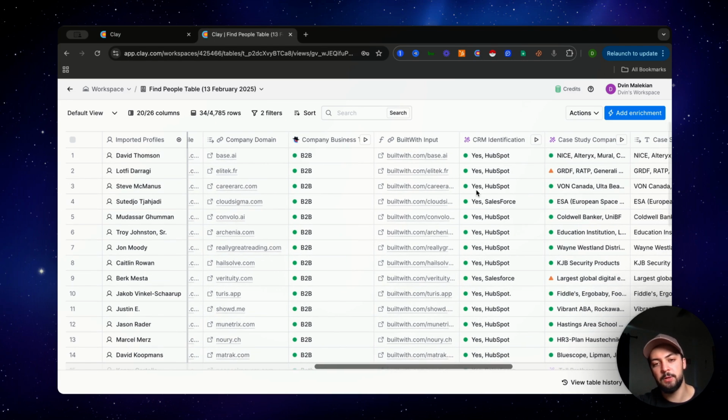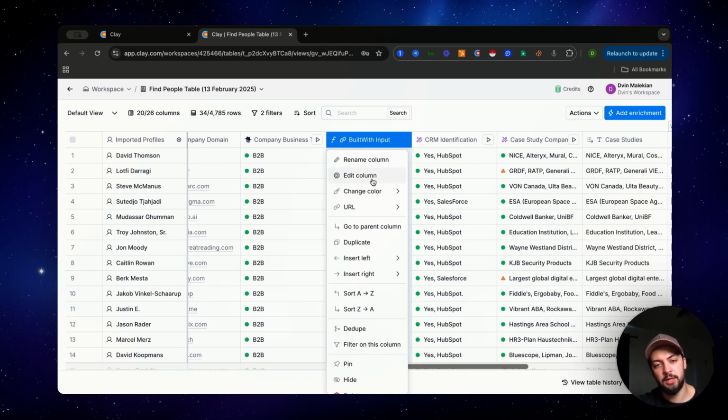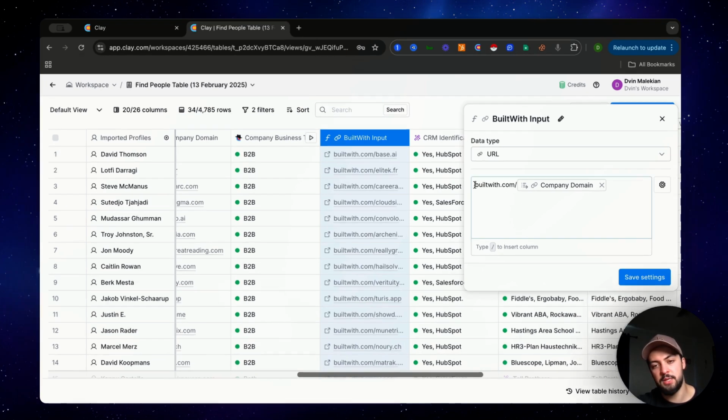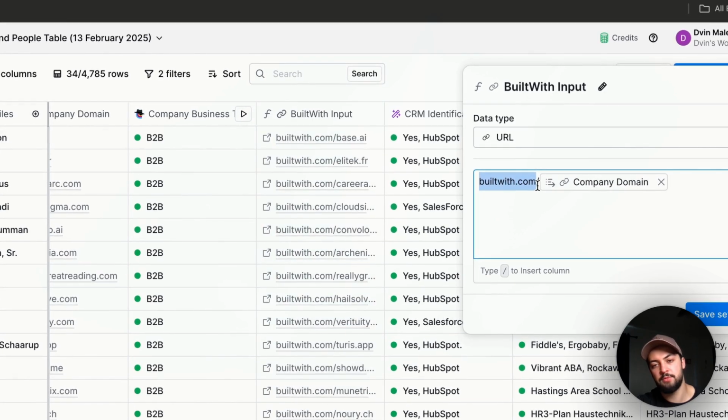So what I did was I used the function, and essentially I told the function to put all the domains, and in the beginning of it put billwith.com slash.